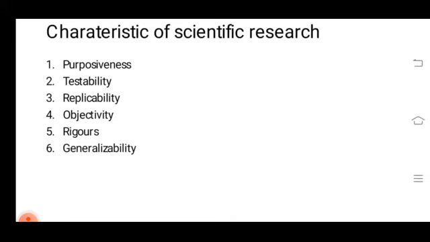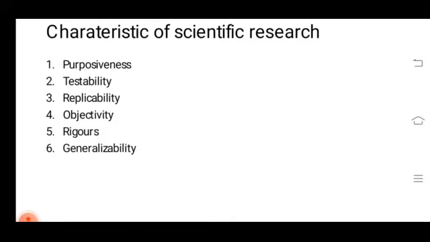Rigor connotes carefulness, degree of accuracy in research investigations. Okay. Scientific research is defined as a rigorous process. It involves a good theory base and a carefully thought out methodology.